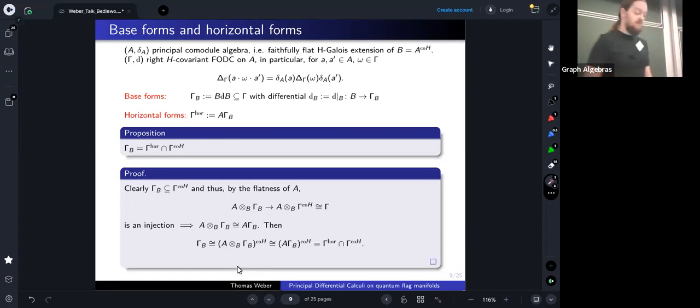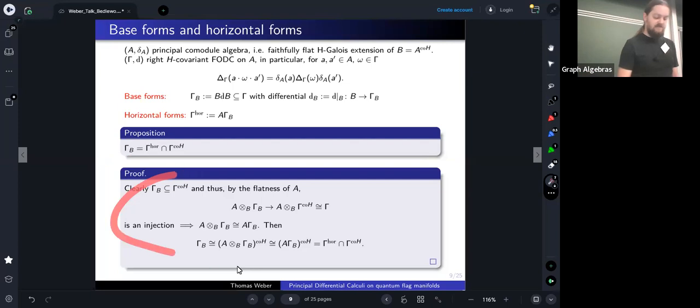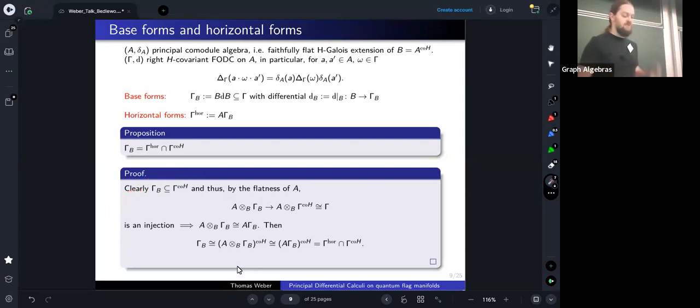A proposition that you can prove is that base forms are characterized as the horizontal forms that are also coinvariant. And I mean, I have the proof here, we don't have to go through it. This is just to say that the proof is easy. And I just want to point out that in this proof, we are using several times Schneider's Theorem. For example, you can look here. So this iso is exactly Schneider's Theorem. And also here we can look at it. That's maybe what you should take from this proposition, that this faithful flatness is really crucial in order to prove this proposition.